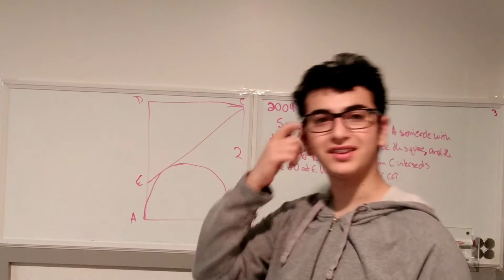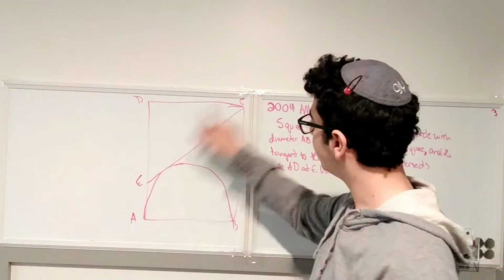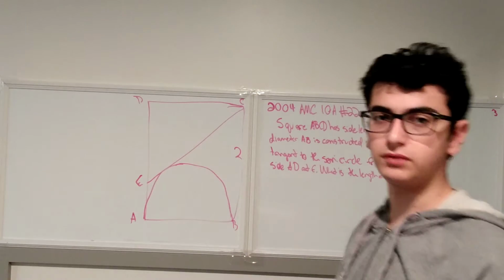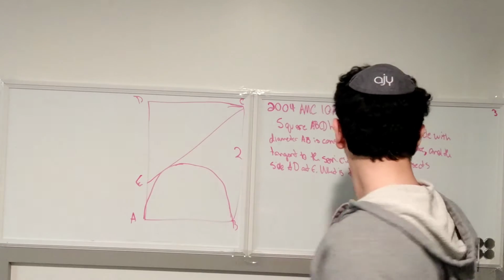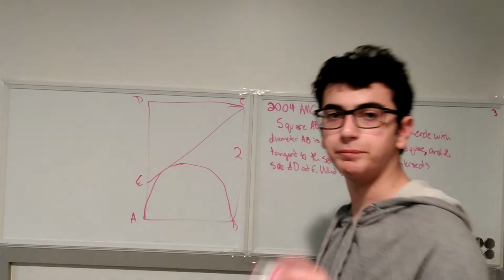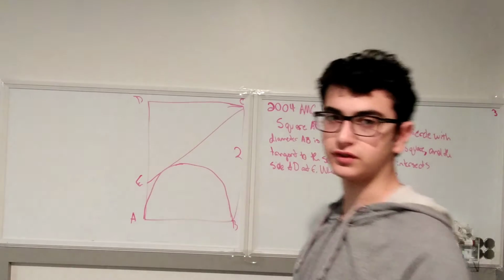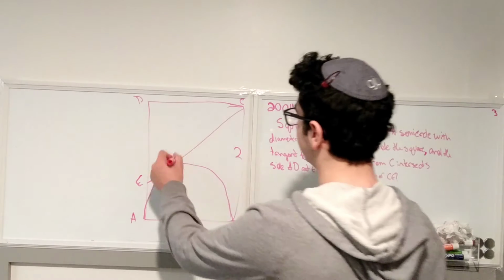Well, this looks like it's pretty tough. It's not like CE is the AC, where I would just use the Pythagorean theorem. This problem looks a little more tough. Now, if you remember your geometry, any two tangent lines to a circle that start at the same point are going to be equal to each other.